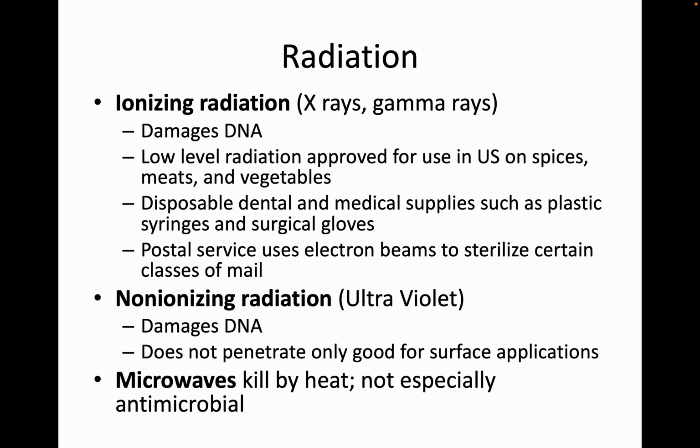Radiation is another way that we can control microbes. Ionizing radiation like X-rays and gamma rays damage DNA, and low-level radiation has been approved for use in the U.S. on spices, meats, and vegetables. Disposable dental and medical supplies, such as plastic syringes and surgical gloves, are treated with radiation, and the Postal Service actually uses electron beams to sterilize certain classes of mail.